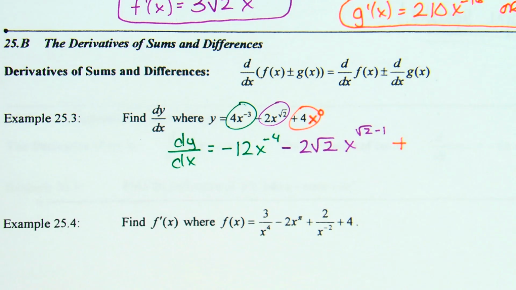The lesson to get from this: the derivative of a constant number is always 0. So you don't have to write that plus 0 in. Just learn to understand the derivative of a constant is always 0.